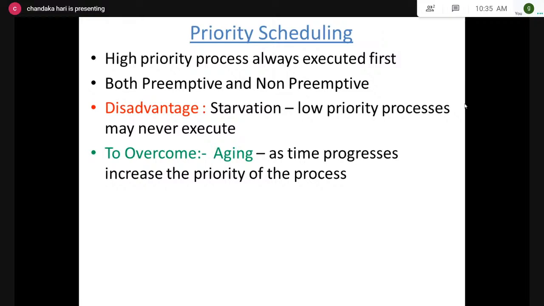What is the main disadvantage of this algorithm? The main disadvantage is that it suffers from the starvation problem. What do you mean by starvation? A low priority process sometimes never gets the CPU.